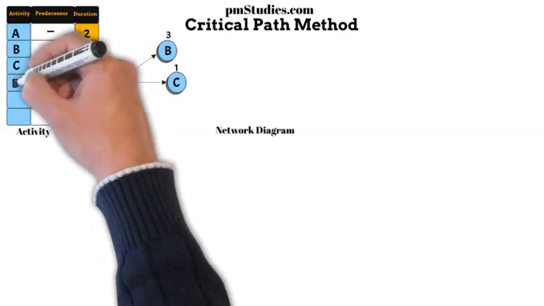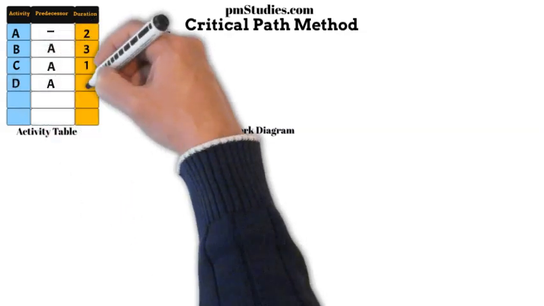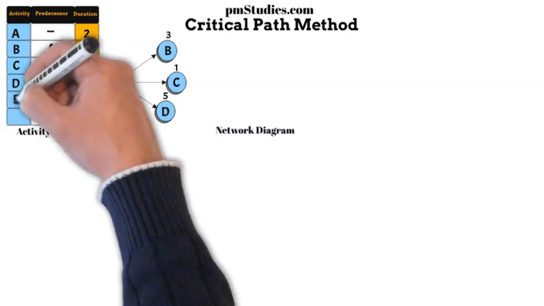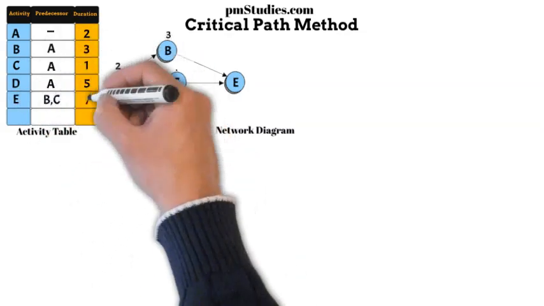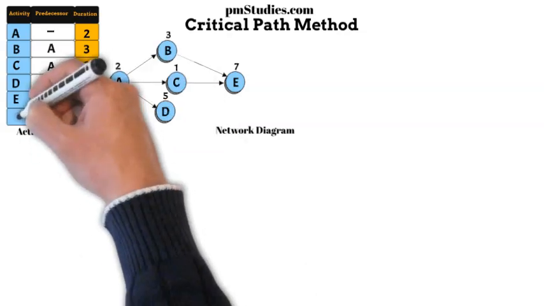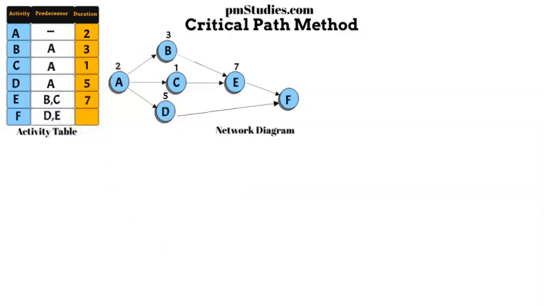Activity D also has activity A as a predecessor and has a duration of 5 days. Activity E has 2 predecessors, activity B and C, with a duration of 7 days. And finally activity F, with 2 predecessors, activity D and E, and a duration of 3 days.